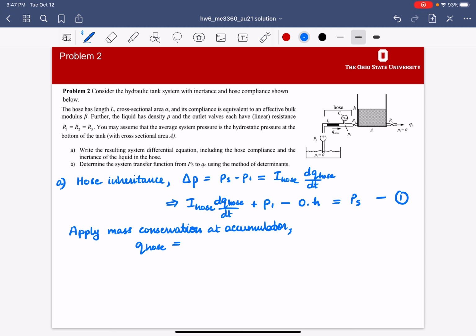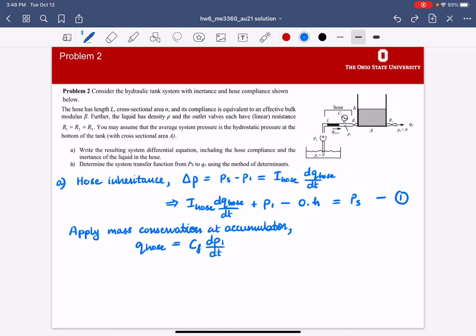is going into the accumulator. As you know, the flow rate going through an accumulator can be given by an expression that is the compliance of that particular accumulator times dP1 dt. That's the pressure drop over there. So in this case it would be P1 minus 0, and you see that P1 is the pressure over here at this point.